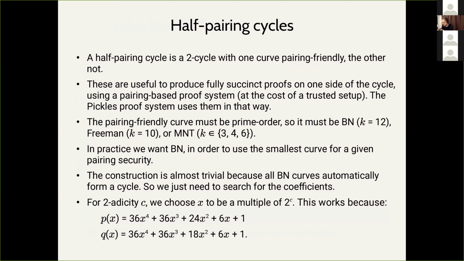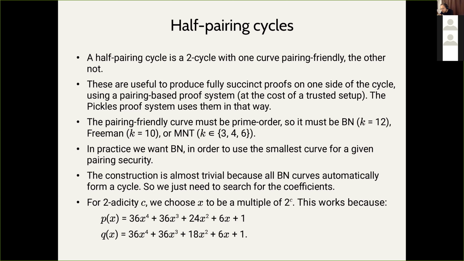And to get the two-adicity, we just choose the parameter to be a multiple of whatever two-adicity we want. But if all BN curves form a cycle, and they're pairing friendly, so you get a full pairing cycle, not a half pairing cycle? No, the other curve will have very high embedding degree, so it won't be pairing friendly.